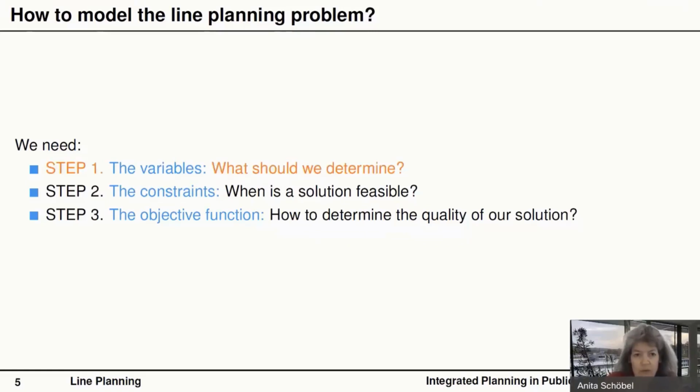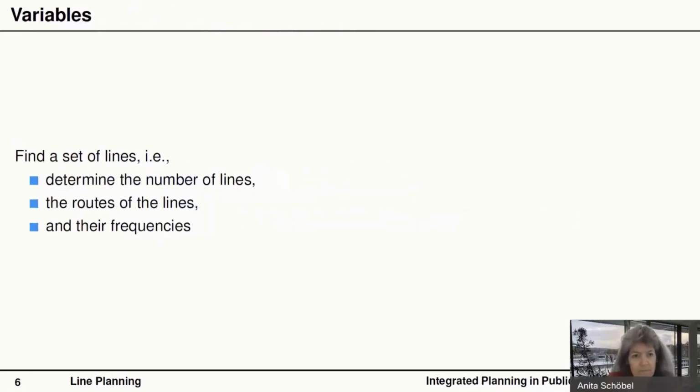So what could be the variables of the line concept? To this, what we want to find is a set of lines, meaning that we want to determine the number of lines, how many lines we have, the routes of the lines and their frequencies. But what variables would we need now to describe this problem? Describing the shape of a line, that is a lot of variables that could be used.